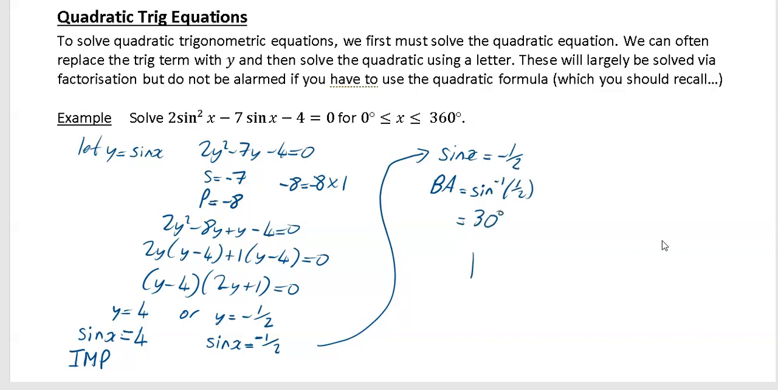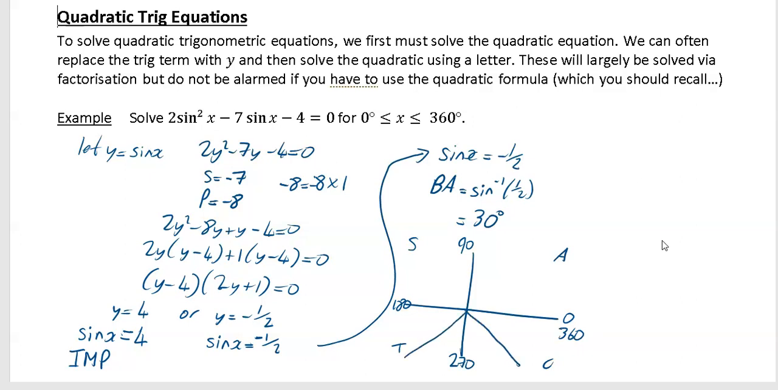And now we're on to our CAST diagram. So for your CAST diagram, C, A, S, and T. And as I say, I very rarely put the markings on it, but I will do that for you now. So it's 0, 90, 180, 270, and 360. And you look back, your sine x was minus a half, which is negative, and sine is negative in here and in here. So in the T quadrant and the C quadrant.